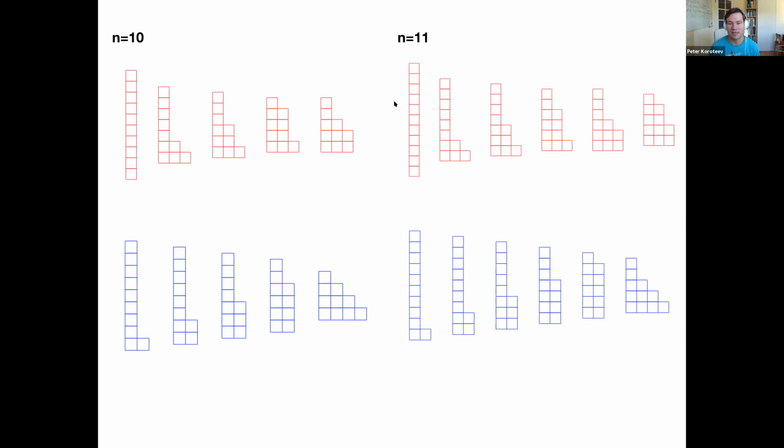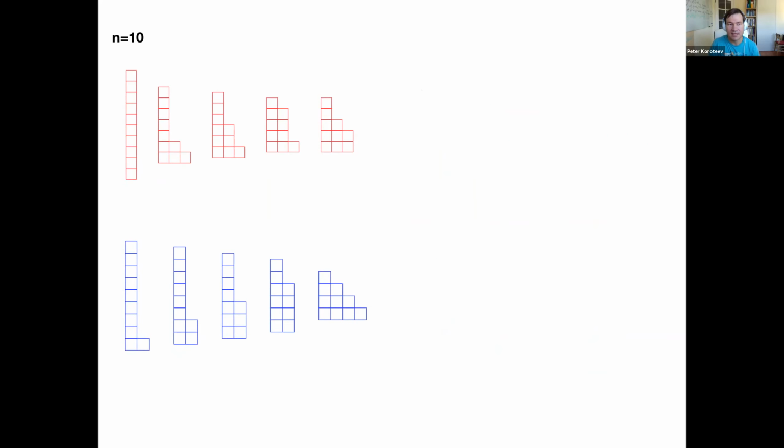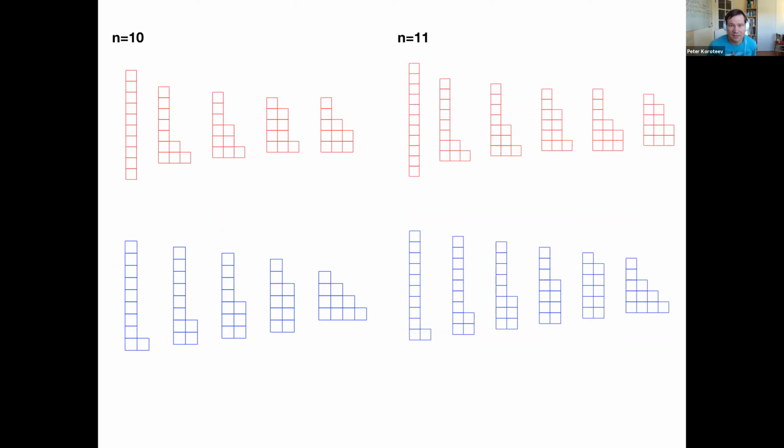Now, what do you think will happen next? Do you think it will always be the case, or is there a rule here? Let's try to think before we proceed any further. You can pick your guesses. Here are some examples for n equals 10, n equals 11. So far, everything matches, right? The number of partitions in each list is the same. Can you come up with a rule? Is there any easy way to map red partitions to blue partitions? You can annotate if you like.